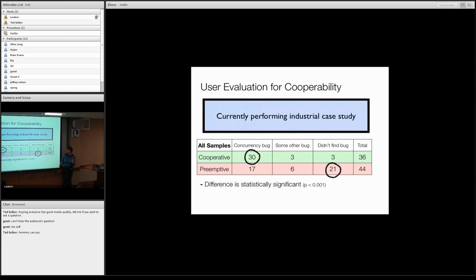So right now, I'm currently working on performing an industrial case study. Some people at Google were interested in using this internally to help people understand code there. And so I have someone there who is working on implementing a cooperability checker again in C, C++, and seeing how Google engineers will interact with it. So that's the next step evaluation-wise.